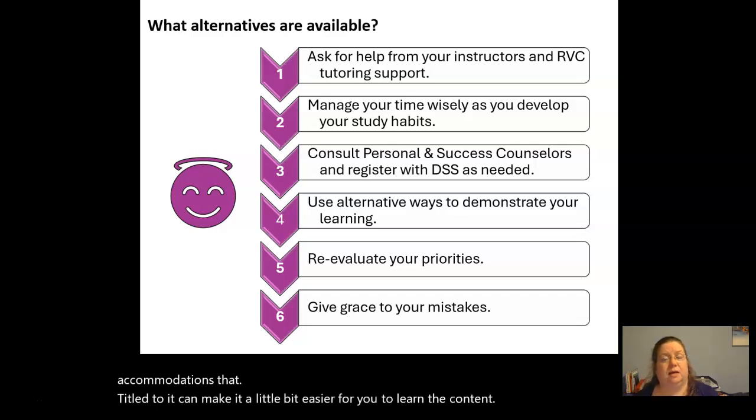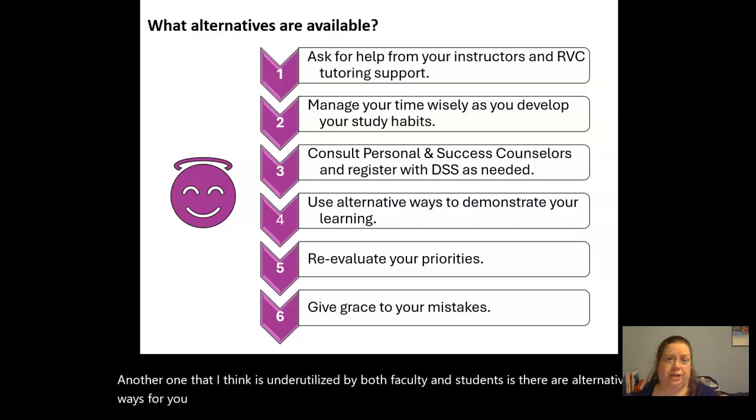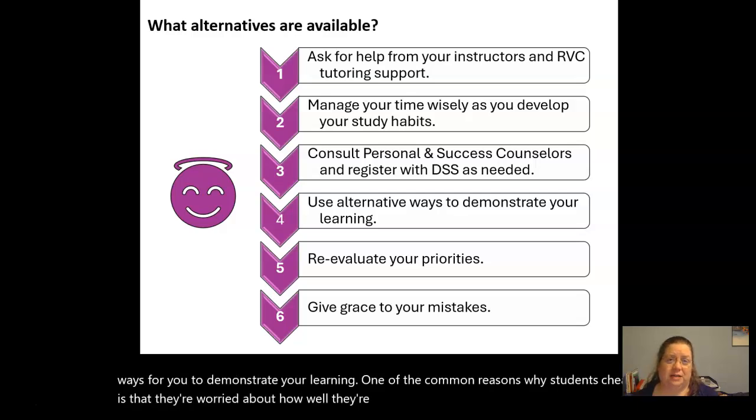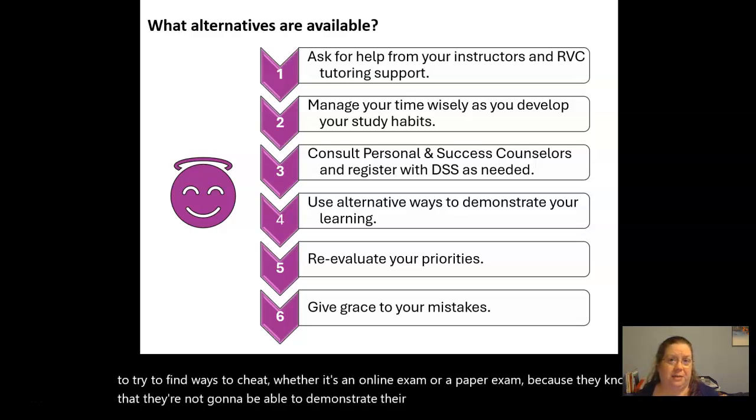Another one that I think is underutilized by both faculty and students is that there are alternative ways for you to demonstrate your learning. One of the common reasons why students cheat is that they're worried about how well they're going to do on a test or an exam. And so they try to find ways to cheat, whether it's an online exam or a paper exam, because they know that they're not going to be able to demonstrate their learning in the traditional manner.